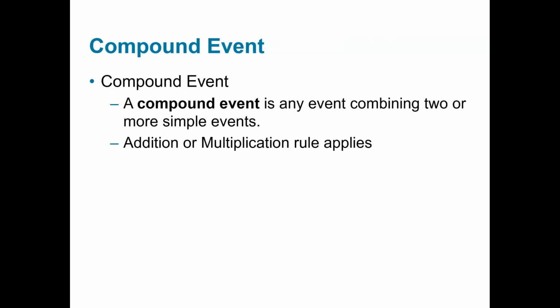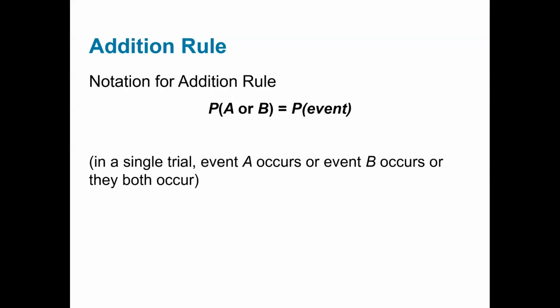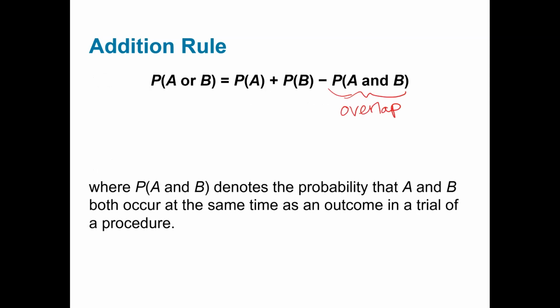And both of these are compound events, which happen when we're combining two or more simple events. So let's start with the addition rule, or. It's the probability of A or B is equal to the actual probability. So we calculate the probability of A or B by adding them together.